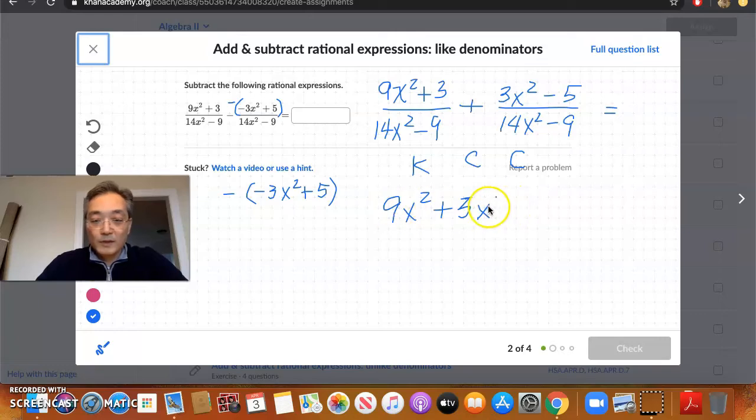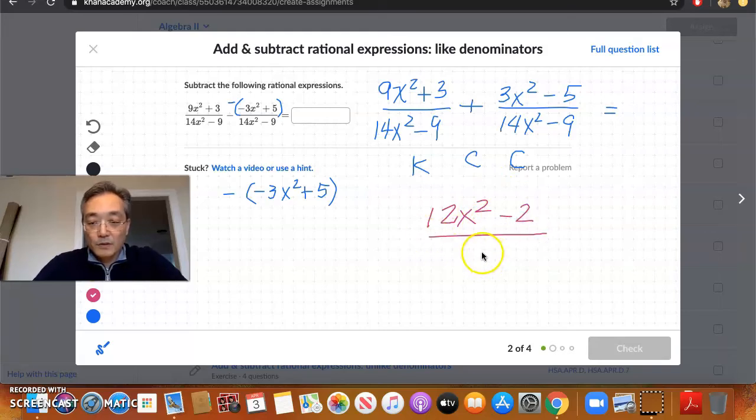Let's combine these then. 9x squared plus 3x squared is 12x squared. And then we're going to have plus 3 minus 5, which is minus 2. And that's going to be all over 14x squared minus 9. Okay, so let's type that in and see if that's our final answer.